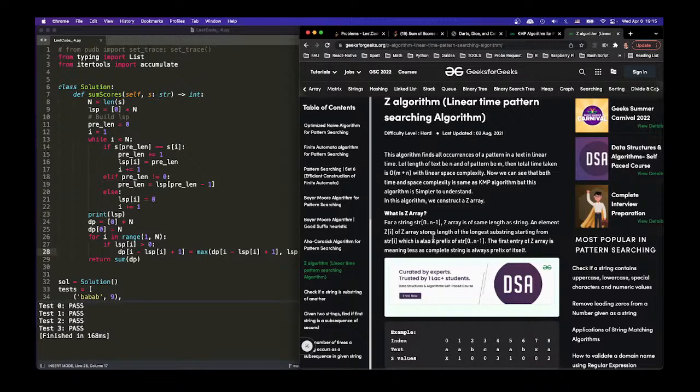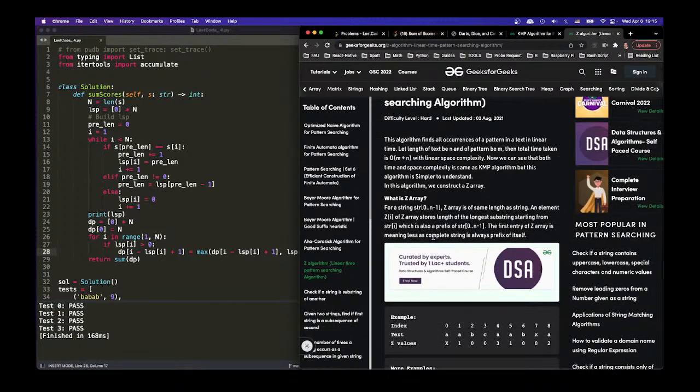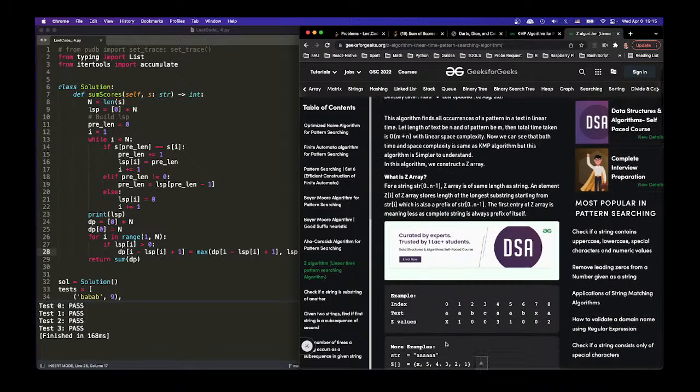So basically this problem is asking us to create a Z array. Once you create a Z array, you just sum it, and then we have it. The first entry is meaningless. Yeah, the complete string is always prefix of itself, which we just put this one is the total length. 1, 0, 0, and AB3.